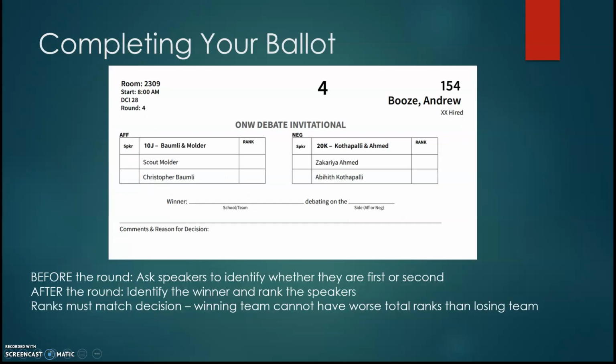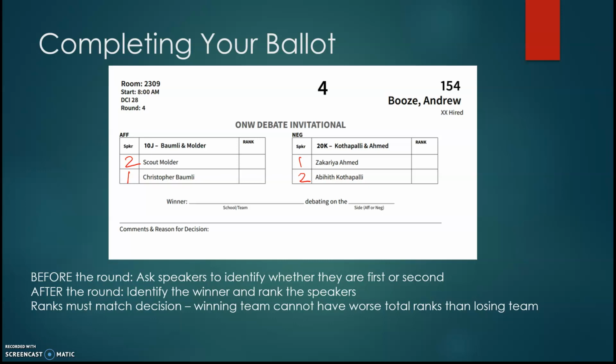To fill out the ballot, there's a couple things you'll need to do. If your ballot is this form, it's coming from a website called tabroom.com, which many tournaments are now using as a way of organizing and structuring their tournaments. Before the debate, your teams will need to identify which of them is the first speaker and which of them is the second speaker, and they can either write that on the ballot or they can tell you and you can fill this in. That's important for us to have so that way we know that you've ranked the speakers correctly according to the way that you intended to rank them.